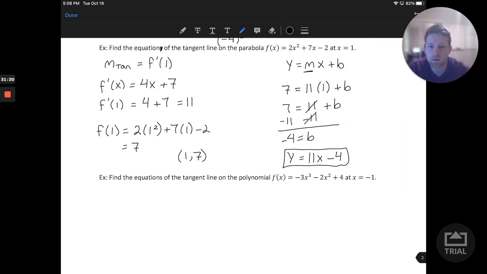So just to review this problem, we want to consider where our functional value is, so to get an x comma y point, and the tangent line slope at the given point. That'll create our tangent line equation.